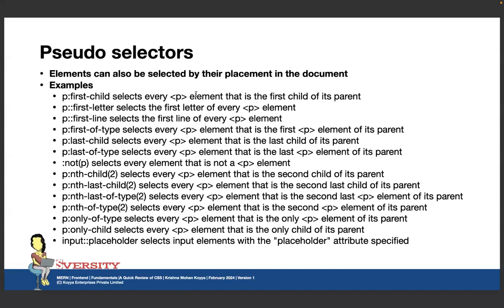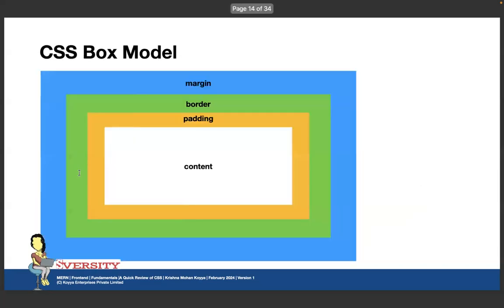You may have several paragraphs. These paragraphs will have their own parents. There may be one parent with multiple paragraphs. What this selector does is select all the paragraphs that are the first child of their parent. This is based on placement. A very useful thing. These nth children and such kind of stuff. Just use them. Keep using them so that you will gain practice or command over those selectors.